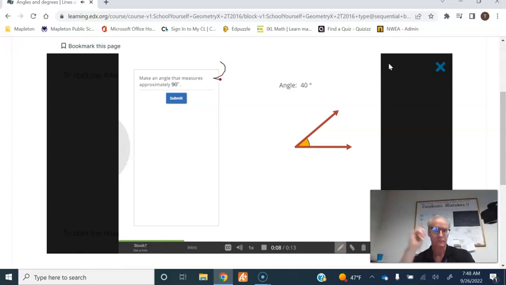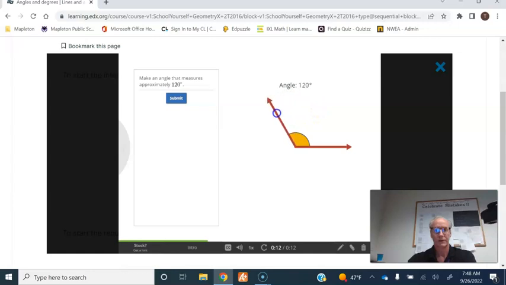So try making an angle that measures approximately 90 degrees. Once you've got one, press the Submit button. Okay, there's 90. Okay, you're on a roll. Next, how about a 120-degree angle? 120 degrees is bigger than 90 degrees, so you'll want to increase the size of this angle a little bit.